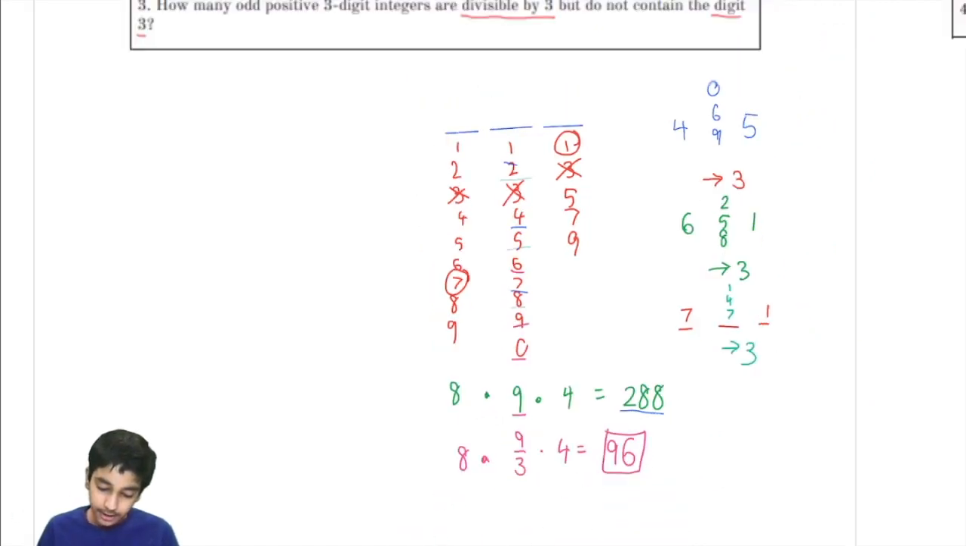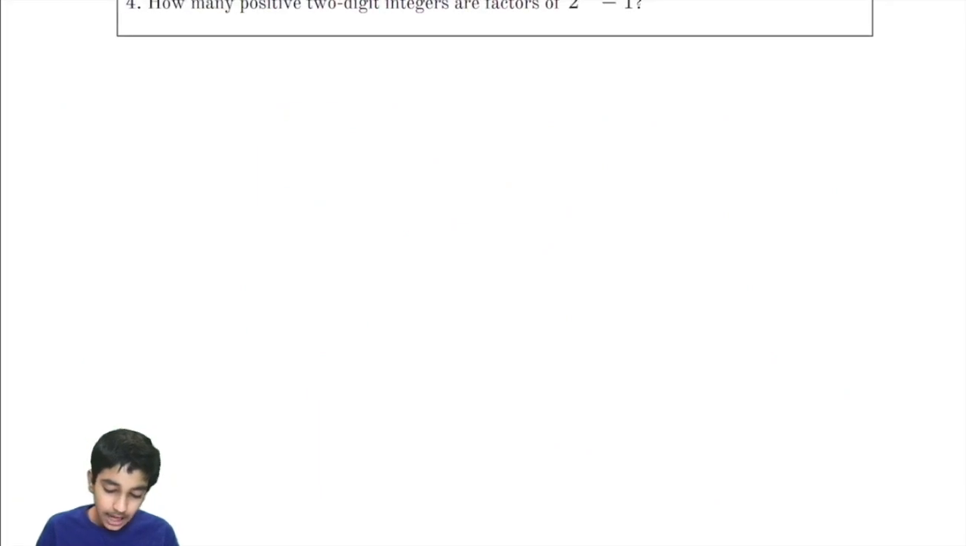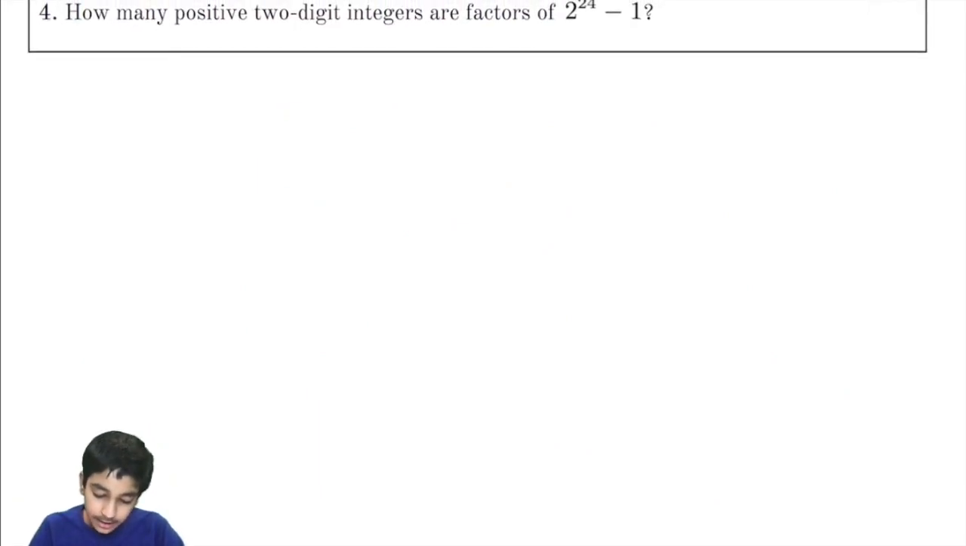So now let's move on to the next problem. How many positive 2-digit integers are factors of 2 to the 24 minus 1? So one option is just to expand this out and factor it, but I'm sure you're not going to have a good time doing that. So instead, let's look at the more clever way.